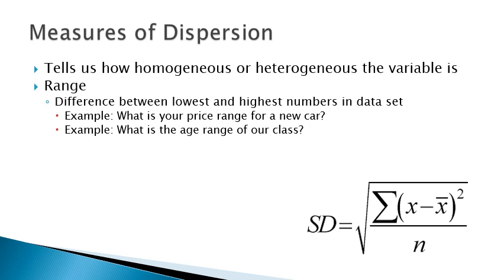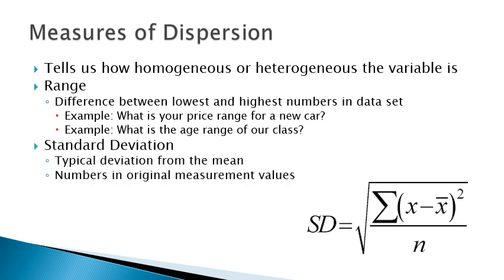A similar but quite different calculation is called standard deviation. And standard deviation is the typical deviation from the mean. Now, once again, we're dealing with mean. Can I get a mean on a nominal variable? No. Can I get a mean on an ordinal variable? No. So standard deviation can only be used for interval ratio variables. Okay, the same thing with our mean, same thing with standard deviation, same thing with range.